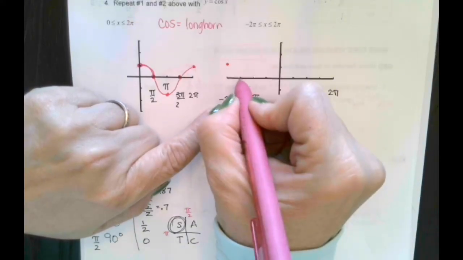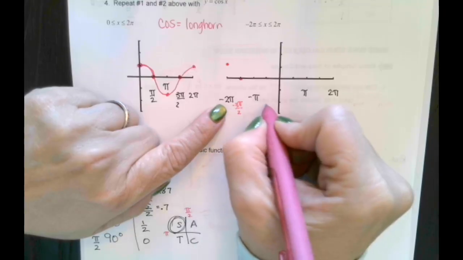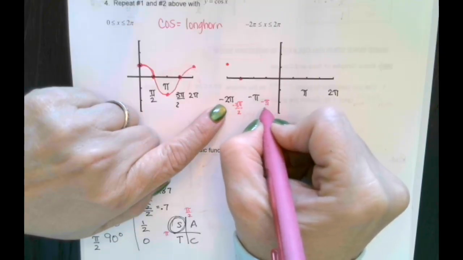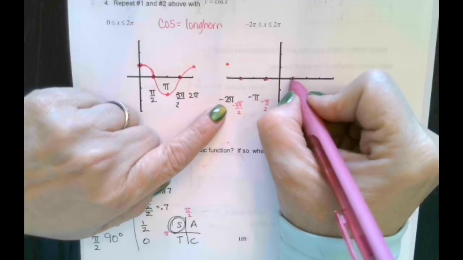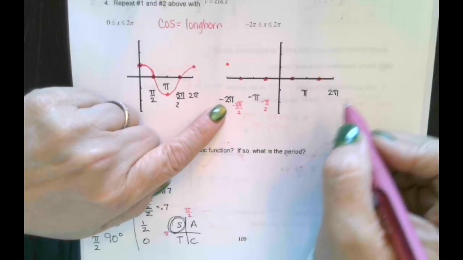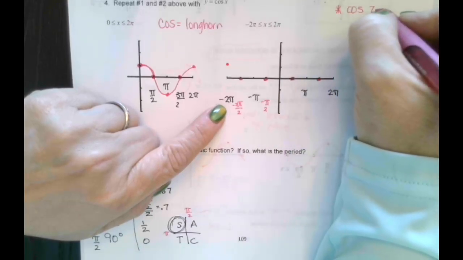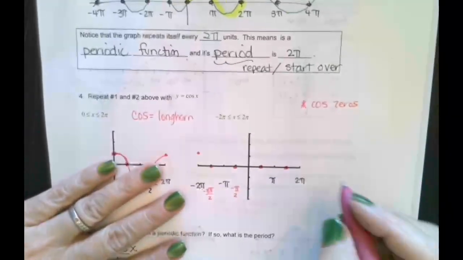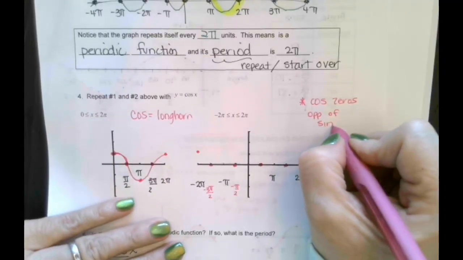So I start at 1, and now every pi over 2, so this is -3 pi over 2, and this is negative pi over 2. These are my zeros this time. So here's my 0, here's my 0, and here's my 0. So it's opposite cosine zeros. Cosine zeros are opposite of sine zeros.